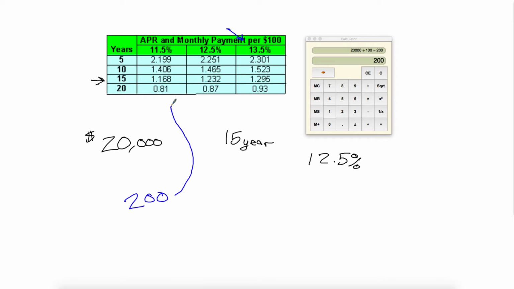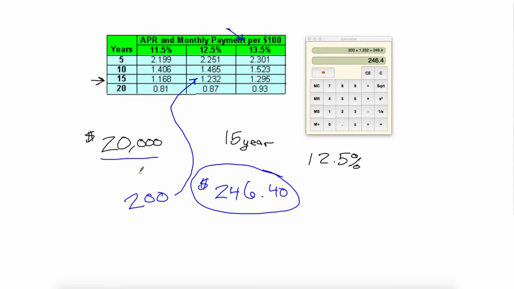Take 200 times that number right there. Okay? So 200 times 1.232, enter, and that's our monthly payment right there. Our monthly payment is $246.40, and that's how much we pay every month. So that's how you find your monthly payment.